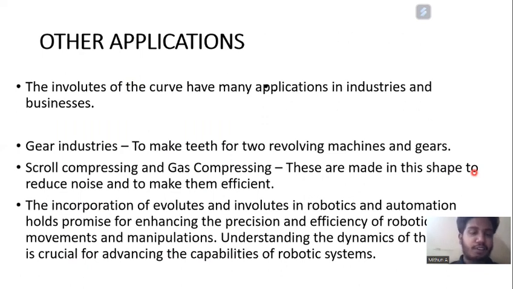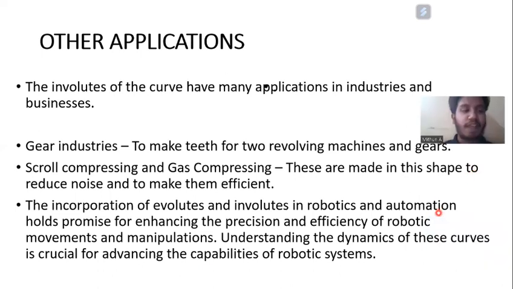So the involutes of a curve have many applications in industries and business. Gear industries use them to make teeth for revolving machines and gears, and for scroll compressors and gas compressors. These are made in this shape to reduce noise and to make them efficient. And the incorporation of evolutes and involutes in robotics and automation holds promise for enhancing the precision and efficiency of robotic movements and manipulations. Understanding the dynamics of these curves is crucial for advancing the capabilities of robotic systems.